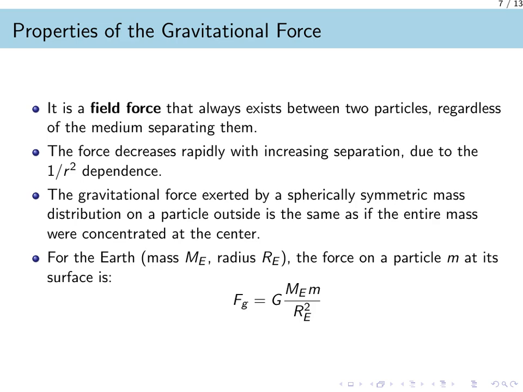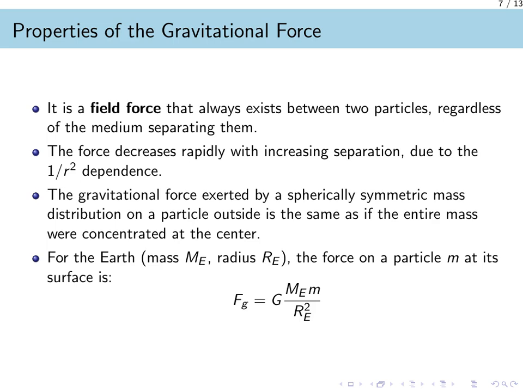Second, the force follows an inverse square law. This means the force weakens very rapidly with distance. For example, if you double the distance between two objects, the gravitational force between them becomes 1/4 of its original value. A third property is a very powerful simplification.